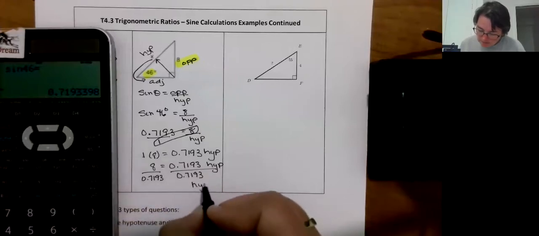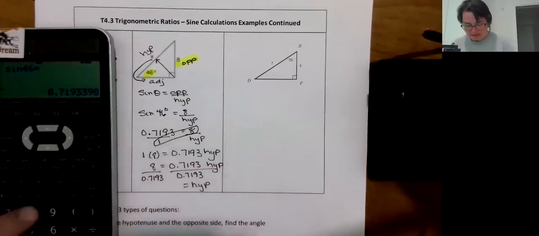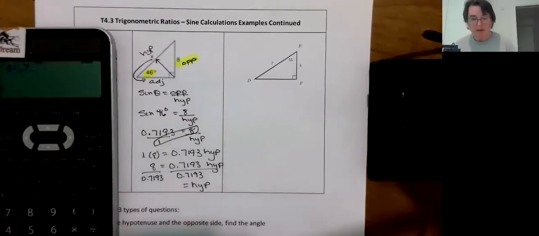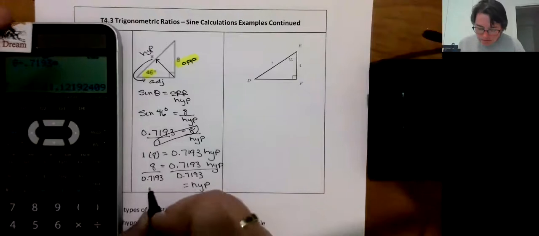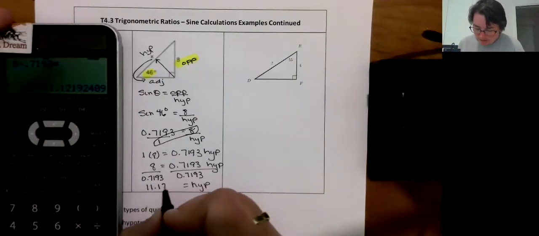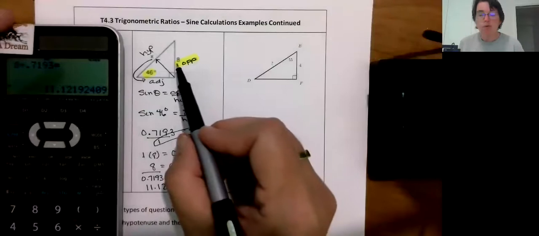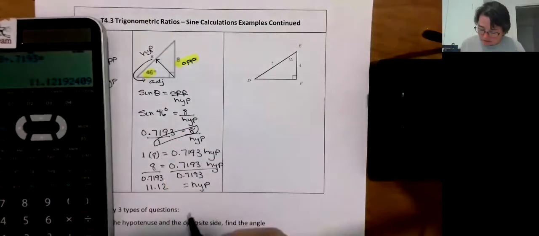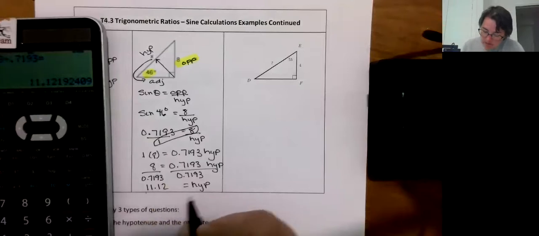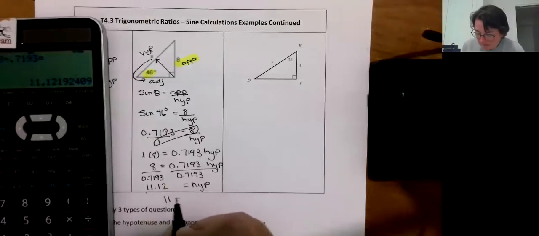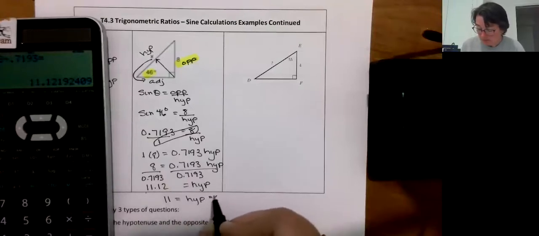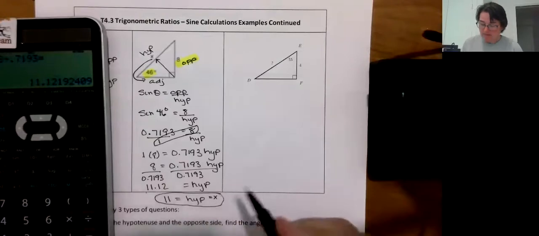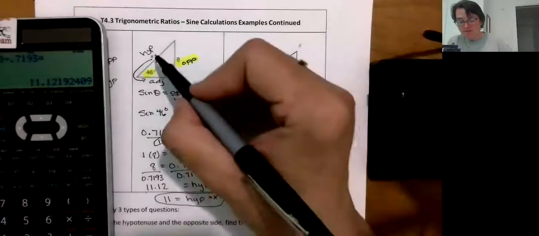So my hypotenuse, so 8 divided by 0.7193. Oh goodness, I don't need that. There we go. 11.12. And I'm going with the same rule. This was a whole number, so let's just round this to 11 is equal to hypotenuse, or we'll put equals x. I know in the previous video I put the x because there was an x there, but this works too.